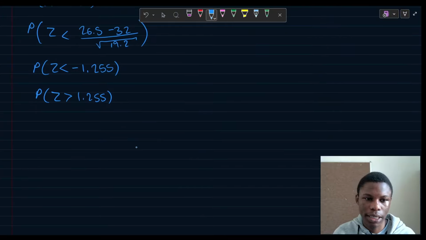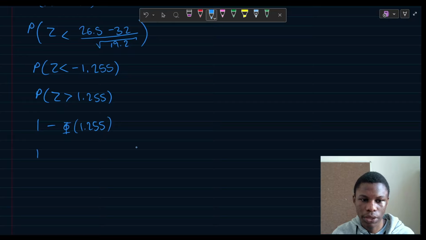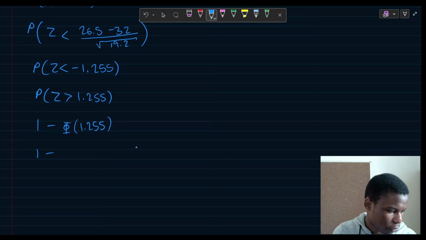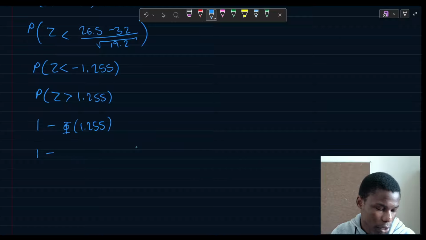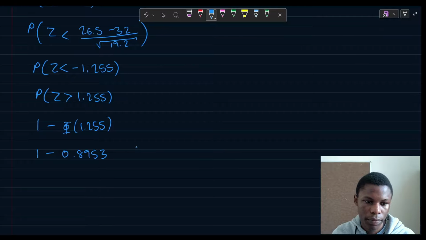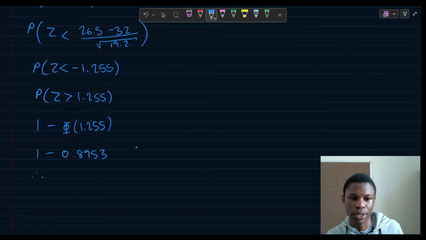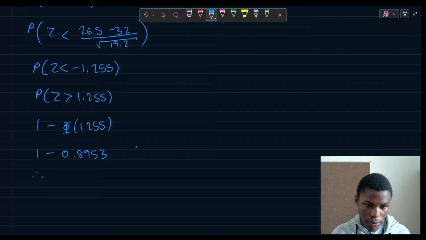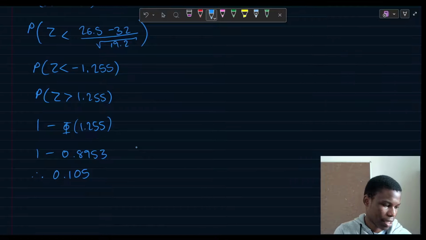I know I can write this as 1 minus phi of 1.255. And so this is 1 minus, if you go to your tables and you read off phi of 1.255, you're going to get 0.8953. And if we simplify this, that is 1 minus 0.8953, which is 0.105, correct to 3 significant figures.